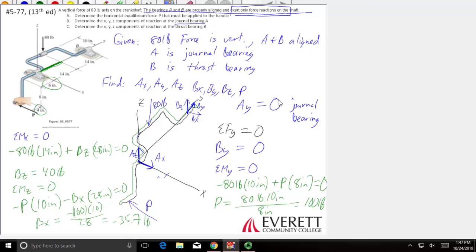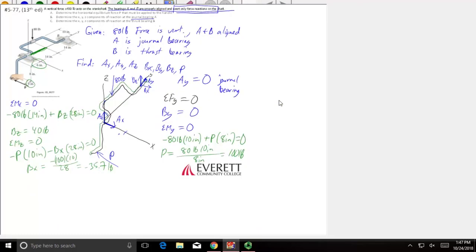Okay, then what do we do? Now we have all but 2, right? We still need AX and AZ. Those are the only 2 we don't have. Sum of the forces, good. This is where we go back and we do sum of the forces.